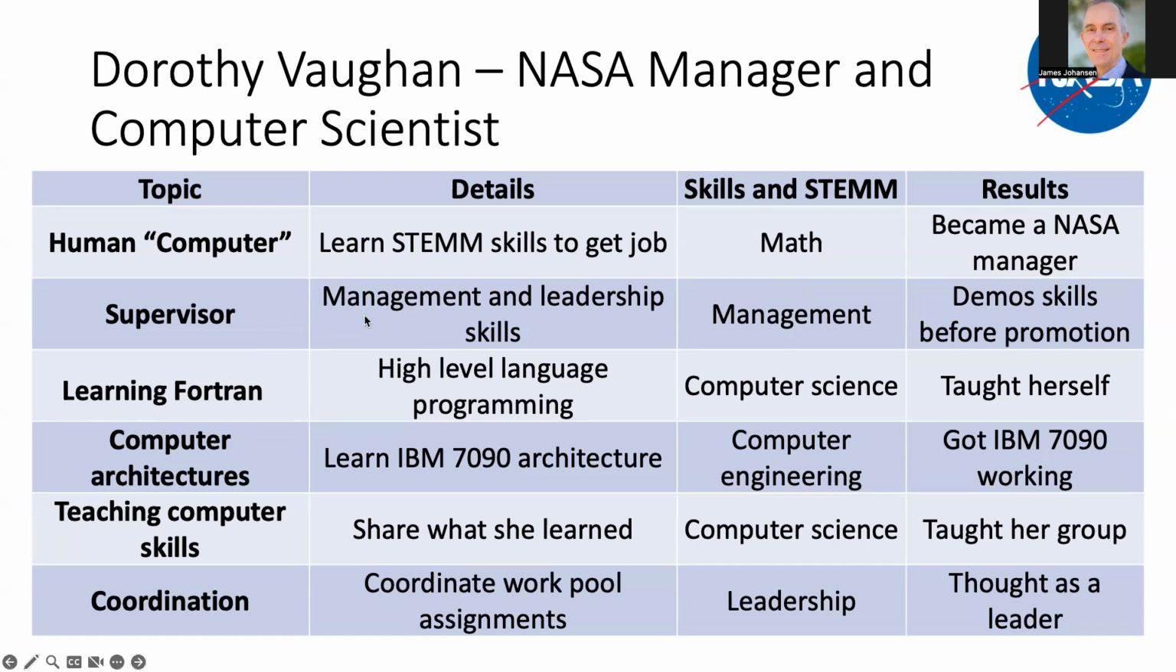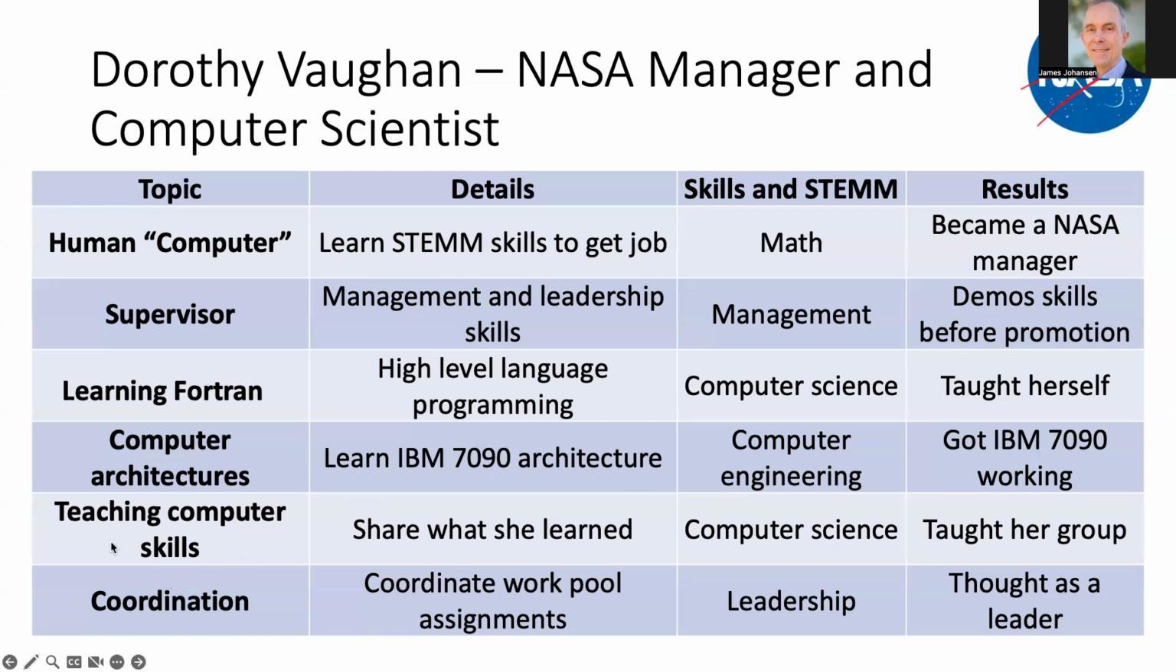And so here is when she started to showcase management and leadership skills, and having to do this coordination with the complicated way that things were set up at NASA. She learns Fortran. So this is an example of a high-level programming language, and so she's demonstrating computer science skills. She was familiar with computer architecture. She had to learn the IBM 7090 architecture to be figuring out how to make it work. The way that they portrayed it in the movie, it was even stumping the IBM engineers, and she was able to come in and really help them get it to work.